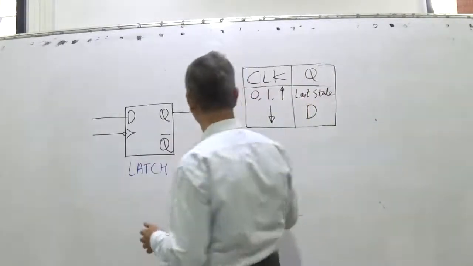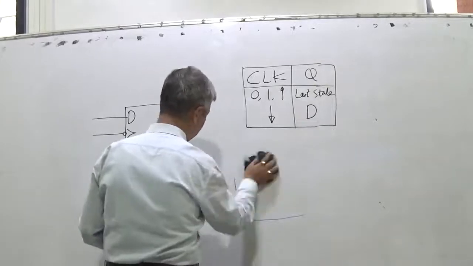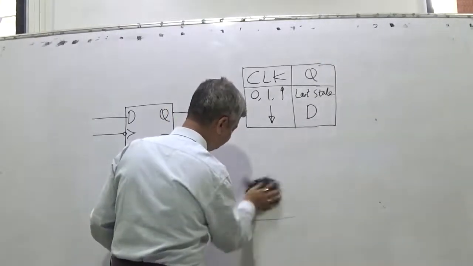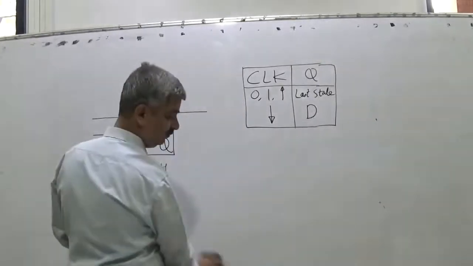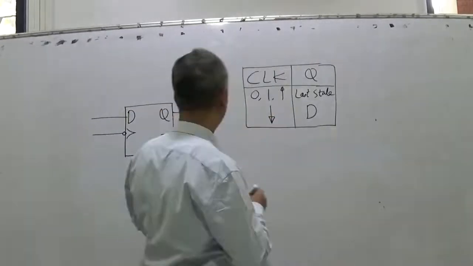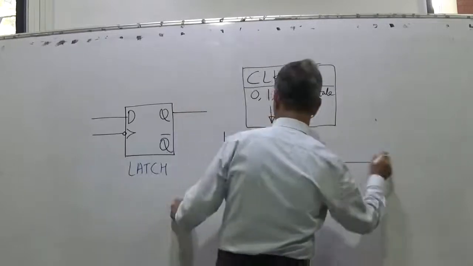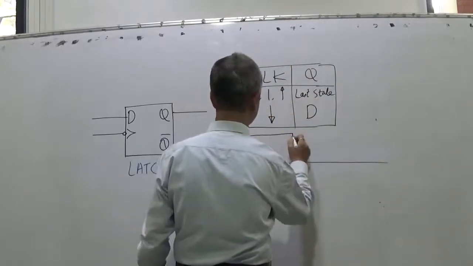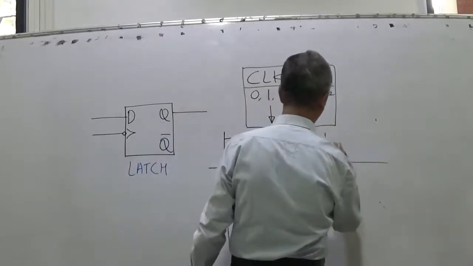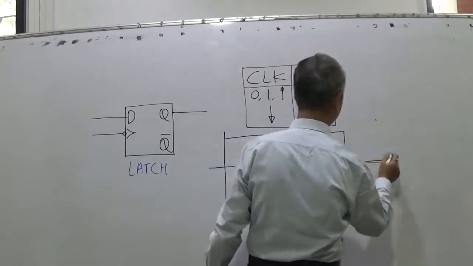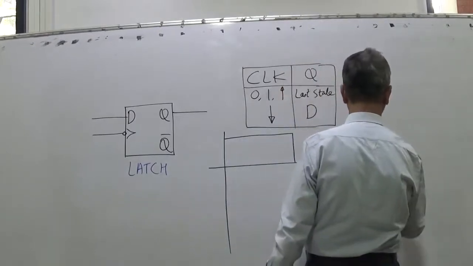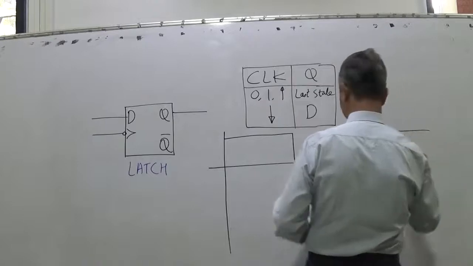I will explain it using a graph, using a diagram. So D is an input. You can give any input. Say the input is like this: slow, low, high. Like this.